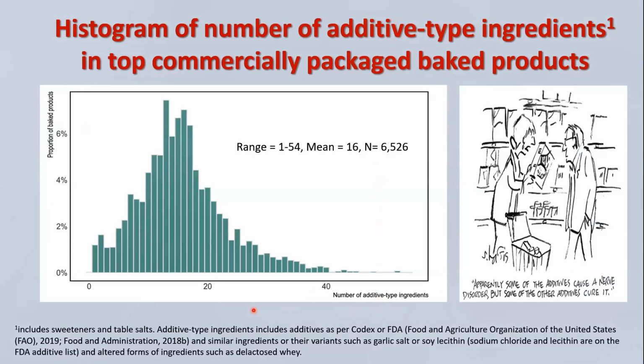Additive type ingredients, which are defined here, account for 63% of all ingredients listed. Salt, sugar, fortificant nutrients, soy lecithin, and added flavors, as we saw in the Sankey diagram, are the top additive type ingredients. And this graph shows the distribution. We see the mean is about 16, but they can range from 1 to 54.